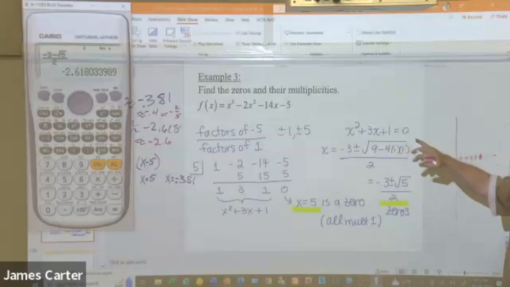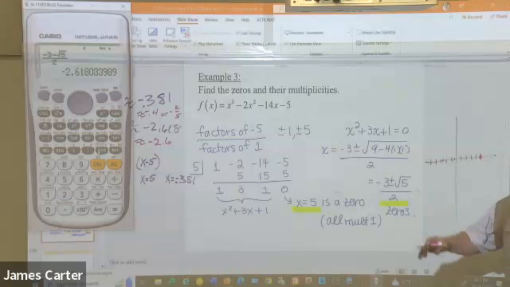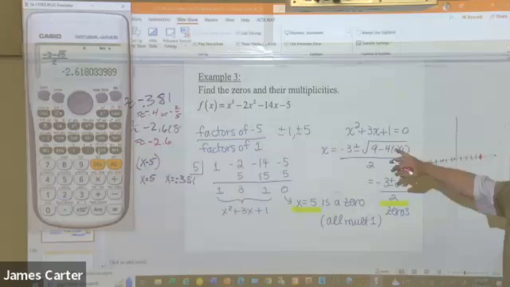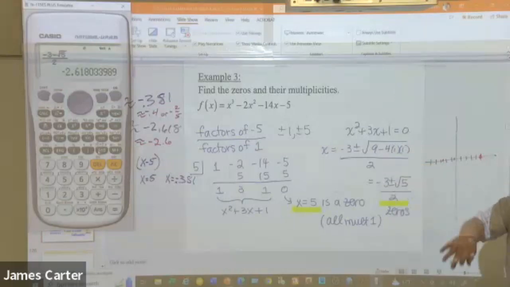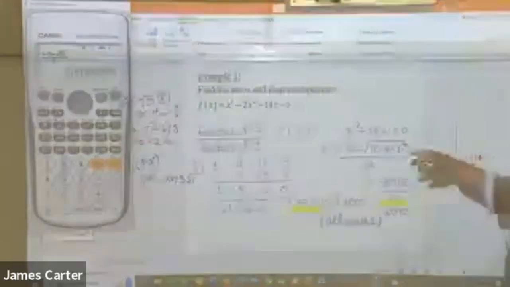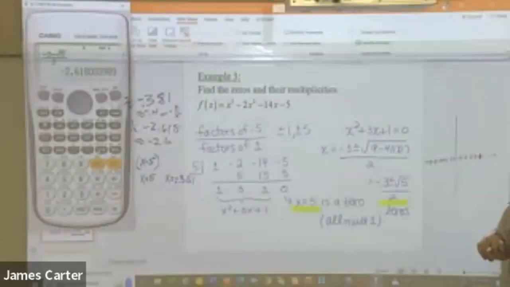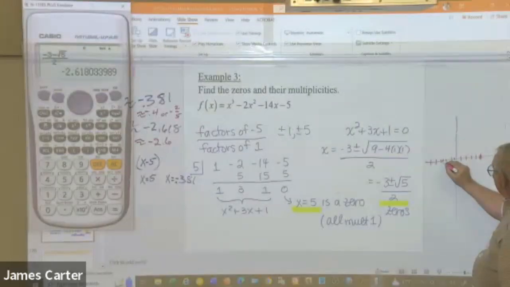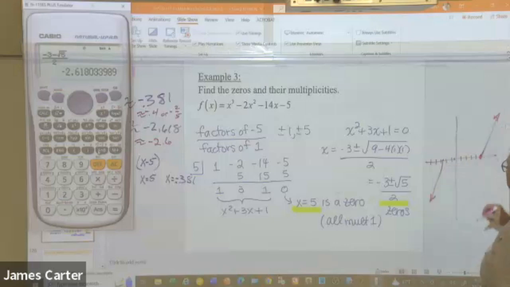Now, what do we know about this equation's ending values? What direction is it going to go? It's cubic, so it's going to go down to up because that's a positive cubic. So that means this endpoint has to go down that way, and this endpoint has to go up that way.